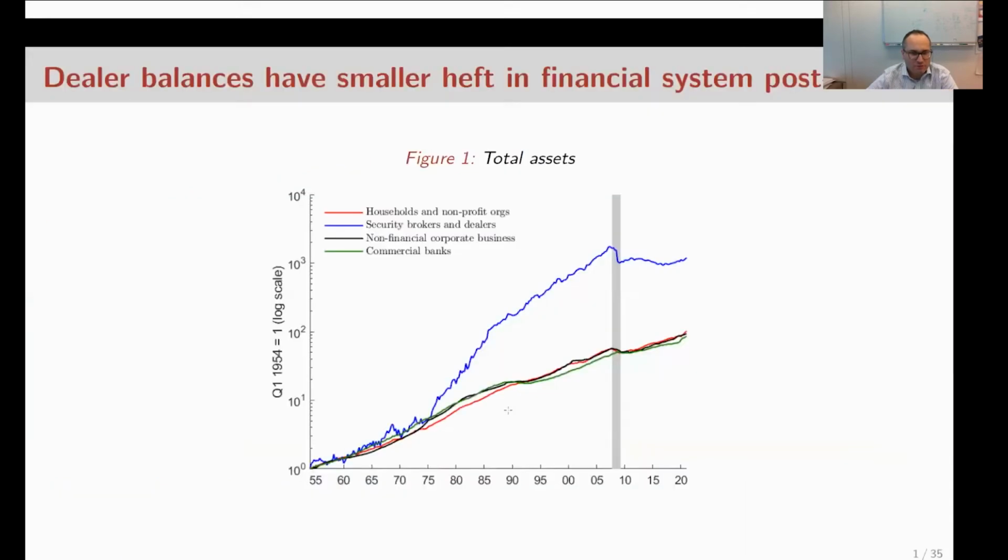So let me start with a little bit of background for this research. On this slide, what I'm showing is data from the flow of funds in the US, looking at the evolution in total assets in various key sectors in the economy. We're especially focused on the blue line here, which is showing you the broker-dealer sector in the US. But I'm also showing various other key sectors, in particular commercial banks, non-financial corporates, and households.